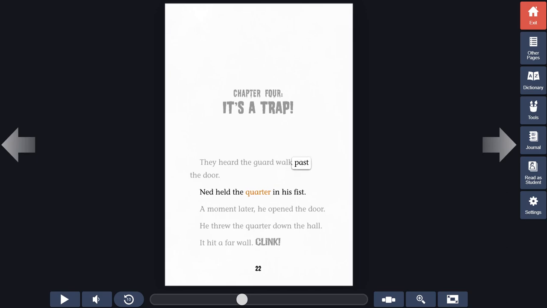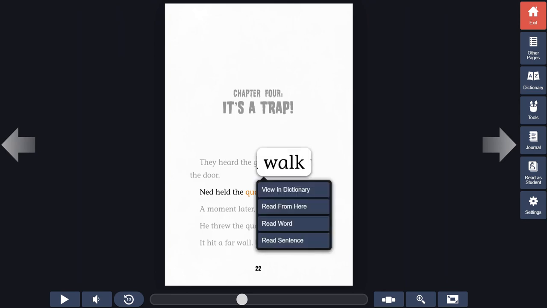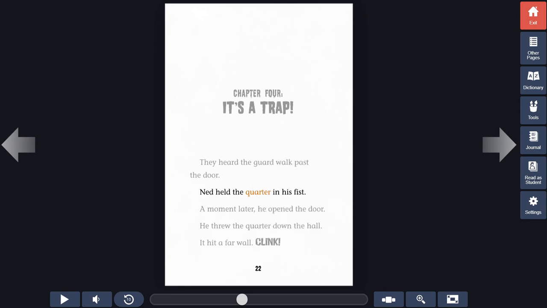So for example, walk past. Let me explain. Walk past means it's just walking and going away. If you're hiding, if somebody walks past you, they don't notice you. You are still hidden. It basically has that meaning for you. As simple as that.